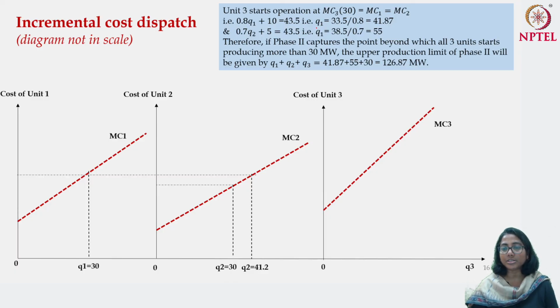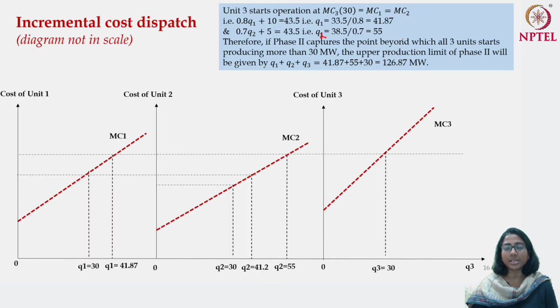So this gives us two equations. I'm sorry, this is going to be Q2, and this is not Q1. So Q1 is equal to 33.5 divided by 0.8, which is 41.87, and Q2 will be equal to 55. So when the third generating unit is brought into production, the second plant is producing 55 units, the first plant is producing 41.87 units, and the third plant is producing 30 units. Beyond that, any of the plants can produce depending on the next marginal cost.